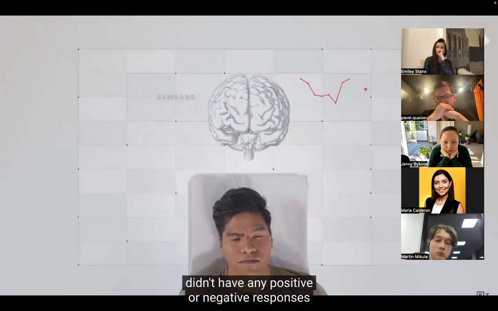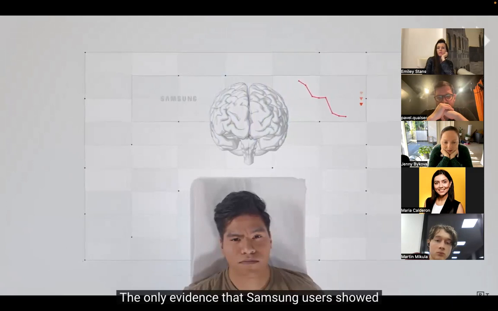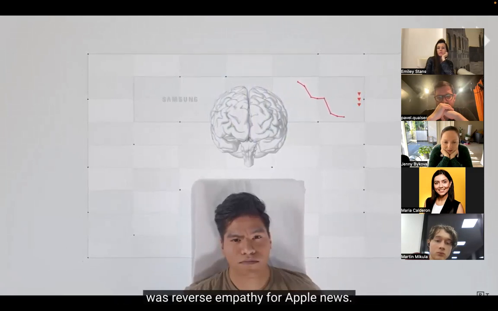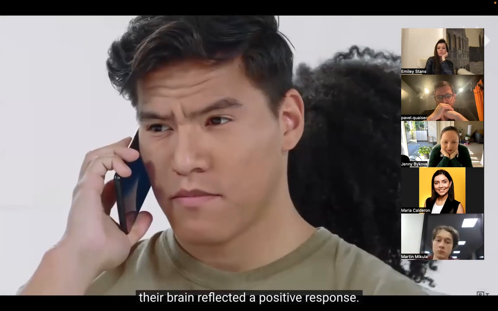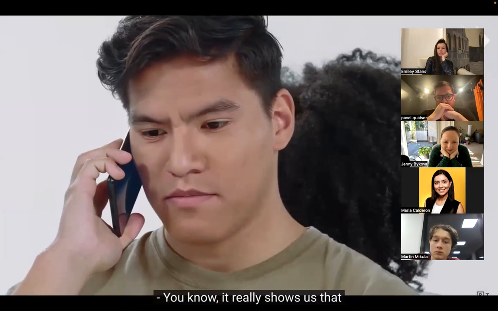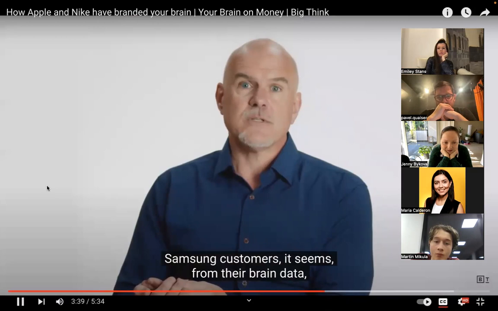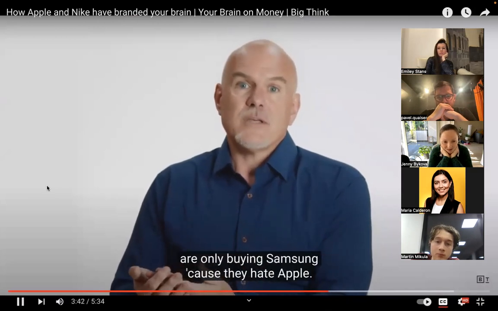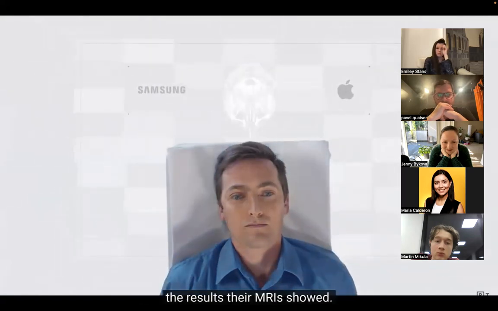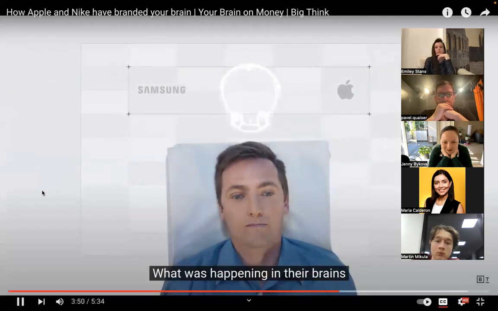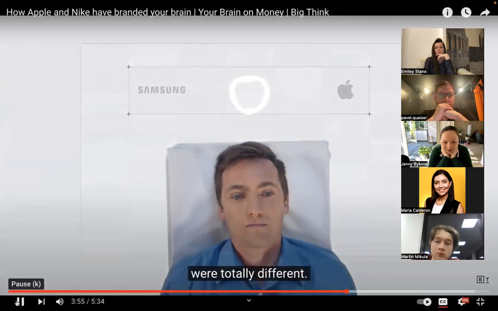Strangely, Samsung users didn't have any positive or negative responses when good or bad news was released about their brand. The only evidence that Samsung users showed was reverse empathy for Apple news, meaning if the Apple headline was negative, their brain reflected a positive response. You know, it really shows us that Apple has completely defined the market here. Samsung customers, it seems from their brain data, are only buying Samsung because they hate Apple. The kicker? The Samsung users didn't report feeling the results that MRIs showed. What was happening in their brains and what they reported feeling towards Apple and Samsung were totally different.